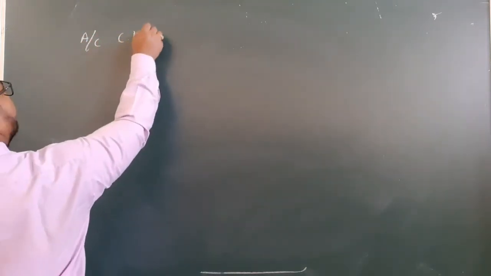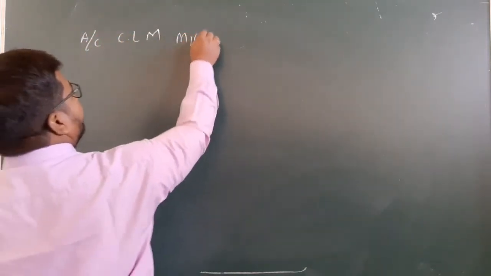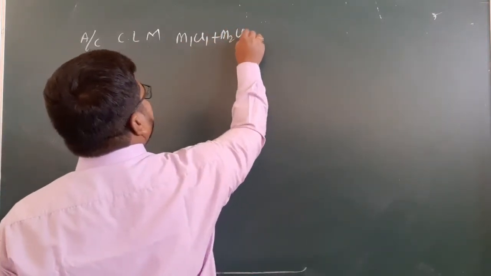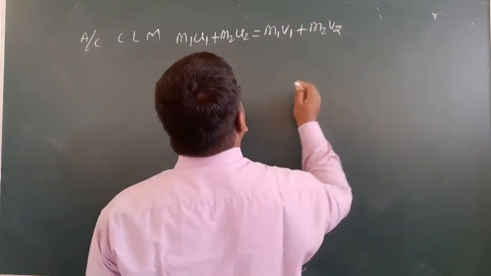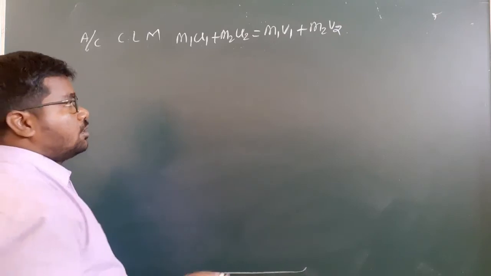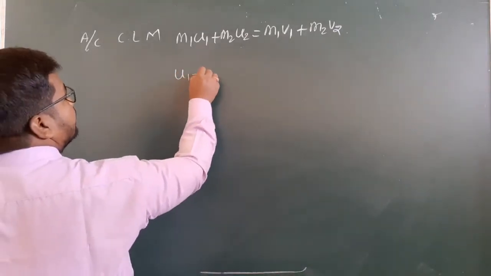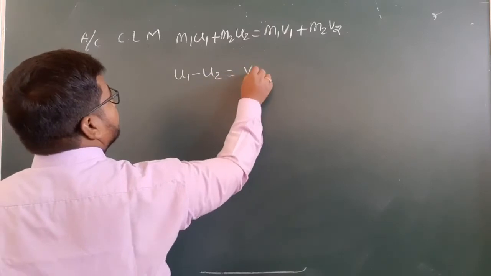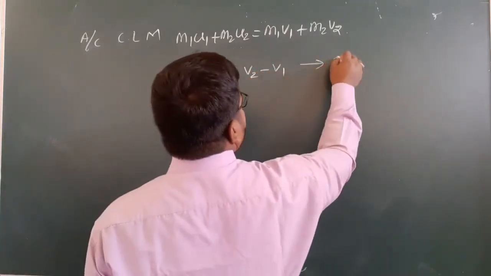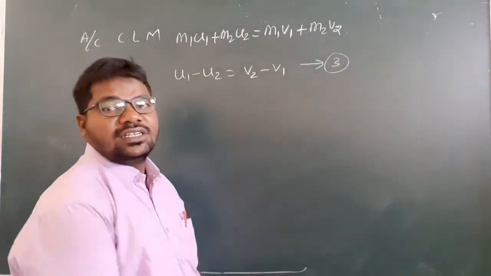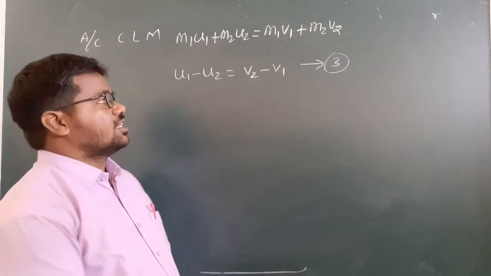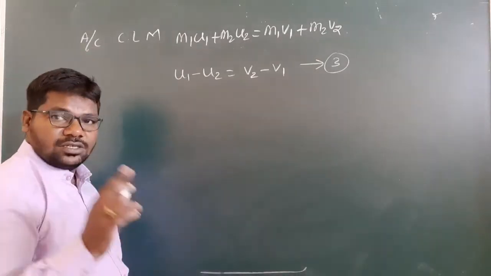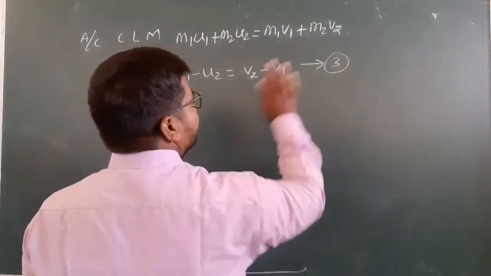From the conservation of linear momentum, we can write m1 u1 plus m2 u2 is equal to m1 v1 plus m2 v2. Next, we know that relative velocity before the collision is equal to relative velocity after the collision. That is equation 3, from the previous derivation. I think you can see the previous video for equation 2.